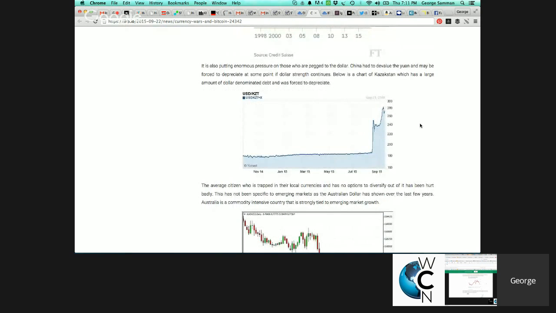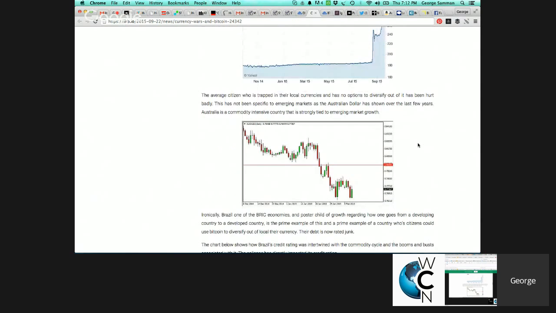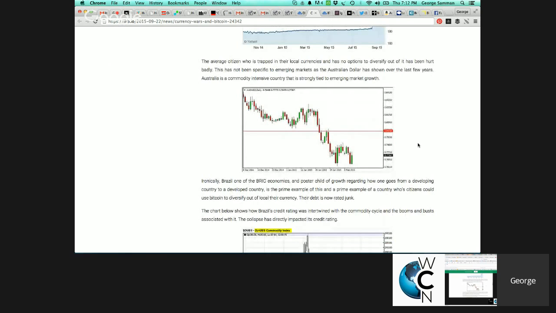And you could see what happened in Kazakhstan the other day. They have a lot of dollar-denominated debt. They were pegged to the USD, they had to unpeg, and this is what happened as a result of that. Massive devaluation. Here you see that it's not only happening in the emerging markets. You have Australia. The problem is countries that are commodity-tied are also getting hurt really badly, as commodities and the US dollar have an inverse correlation, and commodities have gotten absolutely clobbered.